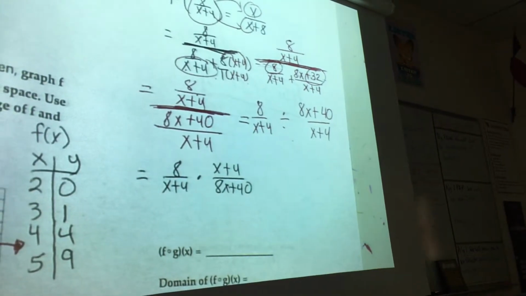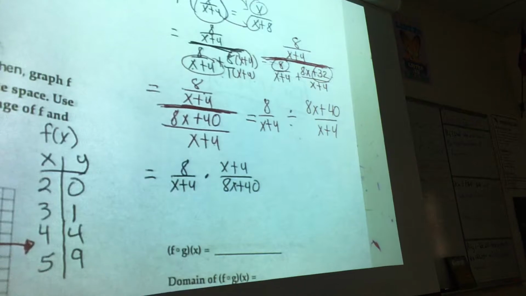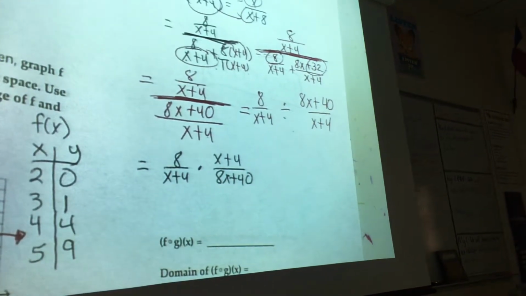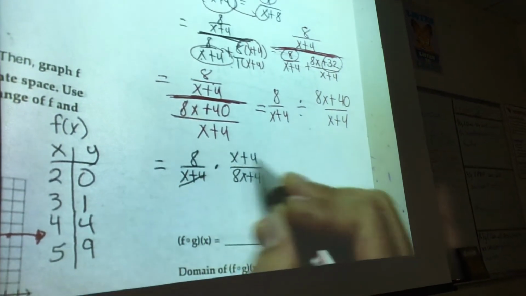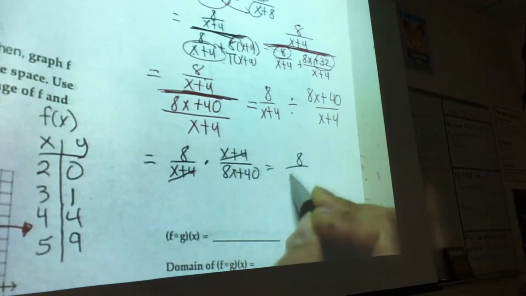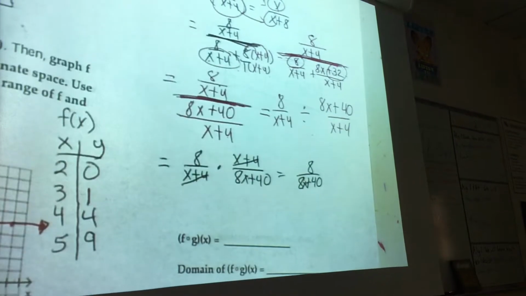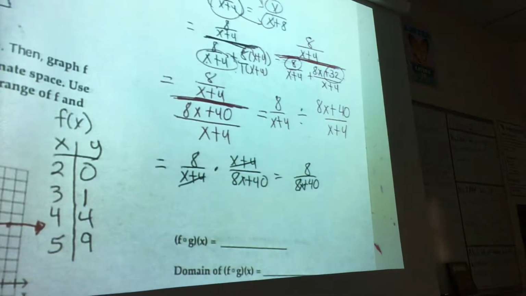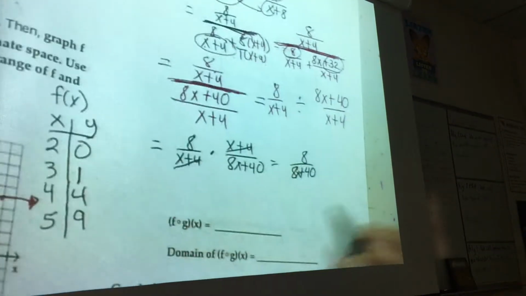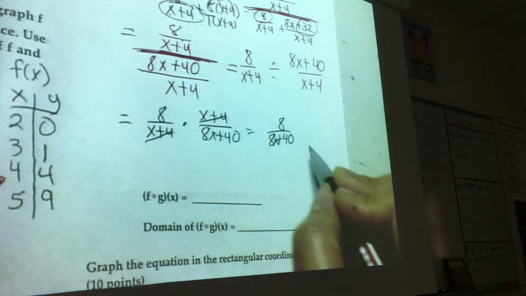Now when I see this, you should be able to eliminate something right away, which is what? The x plus 4 here and the x plus 4 there. And I end up with this. But please look at this and ask yourself, can I simplify this a little bit more? Yes. Because if you stop there, you're not going to get full credit.